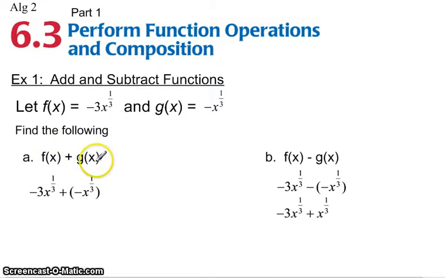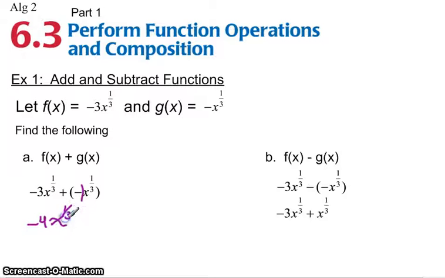In part A, let's look at what we do when we add them. All I'm going to do when I see something in function notation is replace the function notation with what it equals. So here I'm going to add these two. What's nice about this is we have like terms, x to the 1/3. If I have negative 3x to the 1/3 and I add a negative 1x to the 1/3, altogether I would have negative 4x to the 1/3. Easy enough?